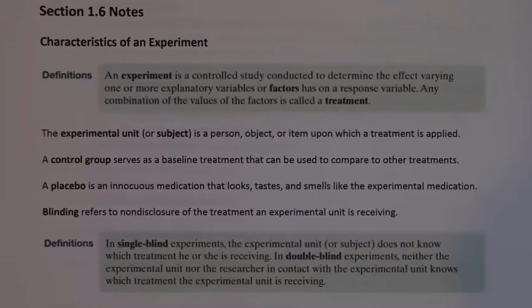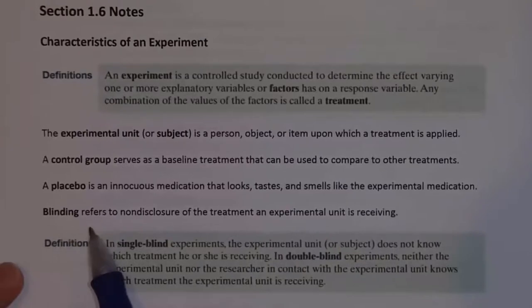Anytime someone thinks they are receiving a treatment, it can help them cope, and that can affect the results of the response variable. So therefore, we try to control that by the use of a placebo. So again, the idea is that we don't want the individuals, when we're dealing with people, to know if they're in the treatment group or in the control group, because again, that can affect the results.